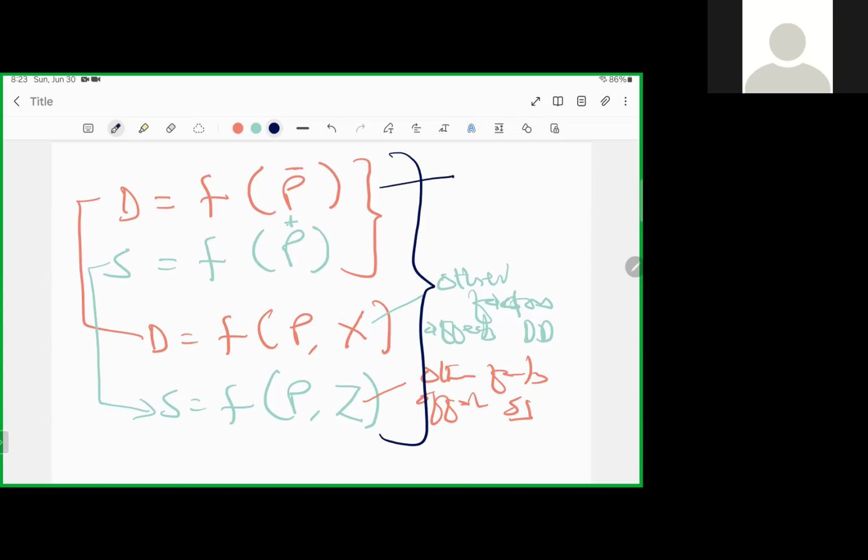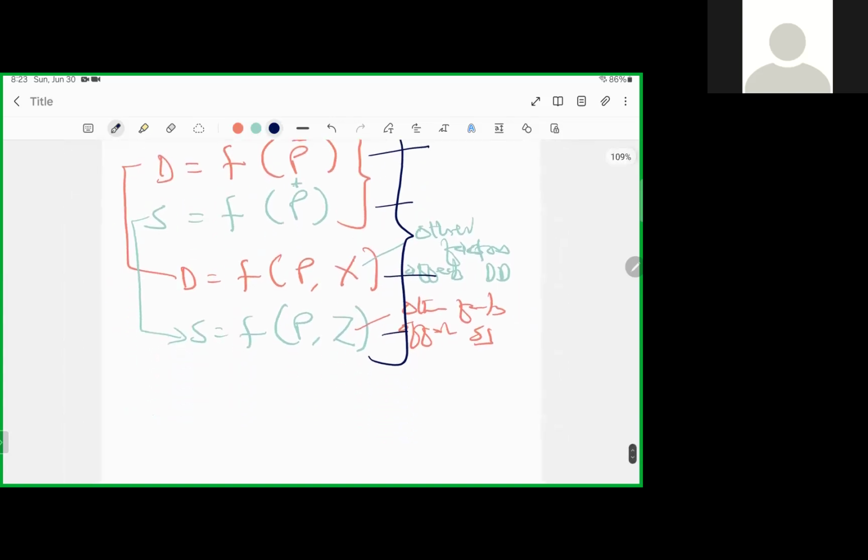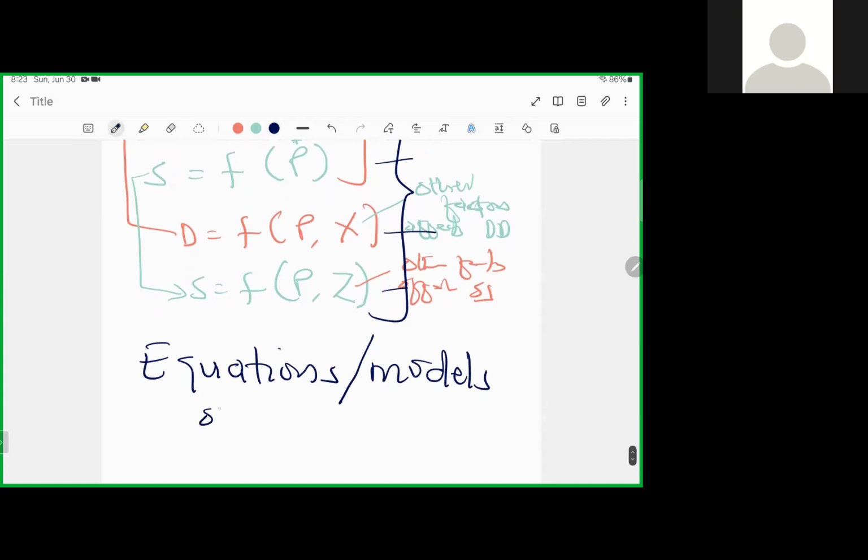Now, the things that I've written here, let's say this one and this one, or this one and this one, these are equations. So please note, these are equations or models of demand and supply.